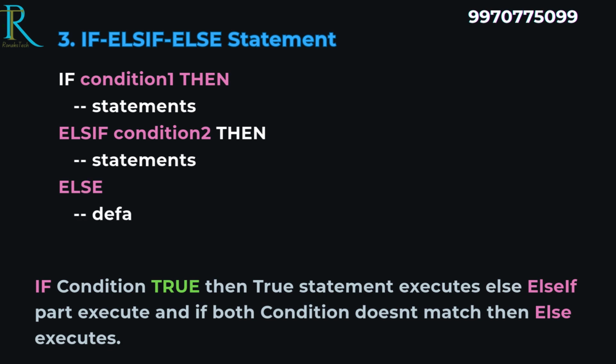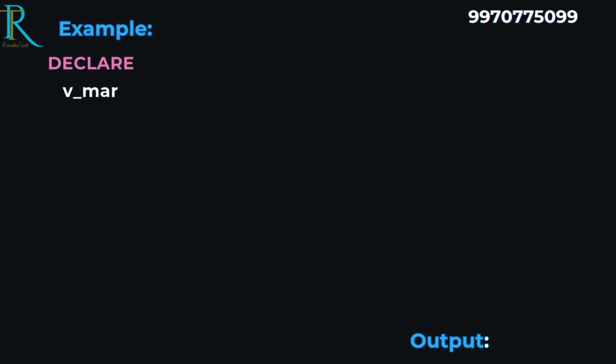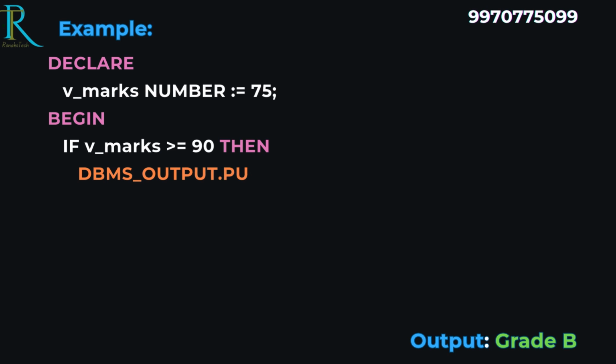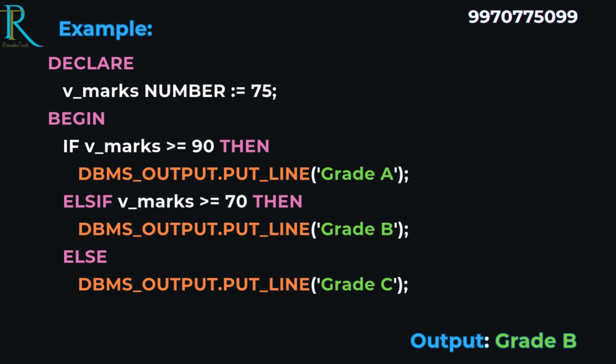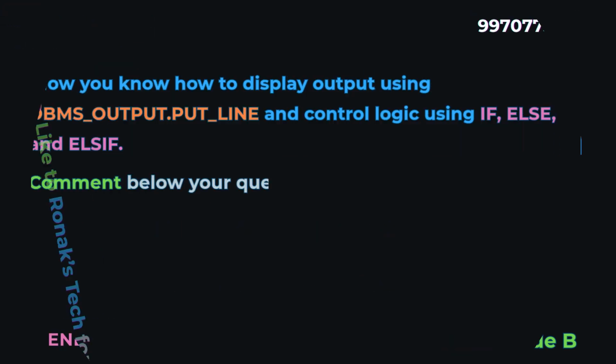3. IF ELSIF ELSE statement. This works like first IF, then ELSIF, and last ELSE. If the condition is true, then the IF part executes, else the ELSIF part executes, and if both conditions don't match, then ELSE executes. The example shows how IF ELSIF executes.